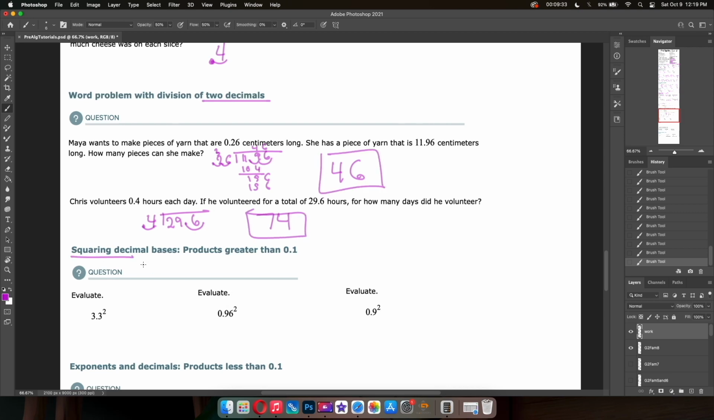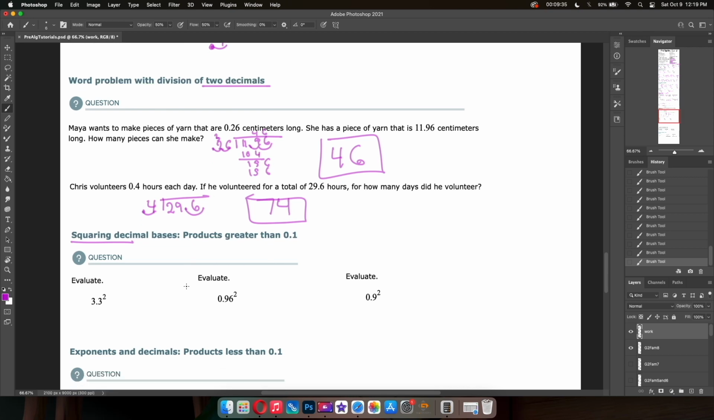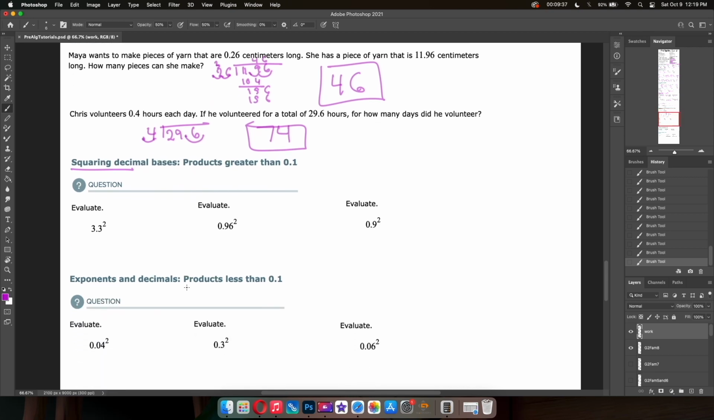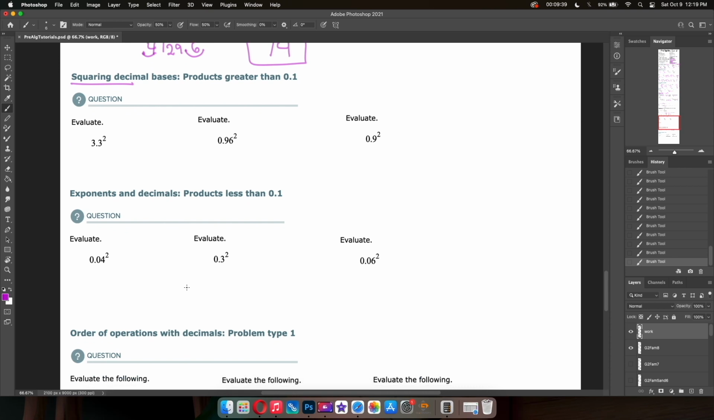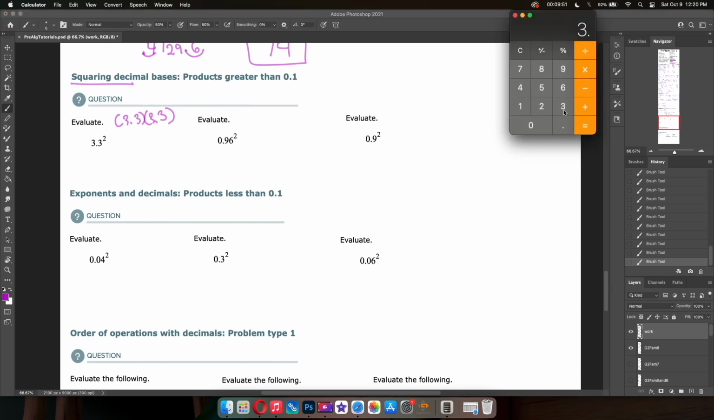Next, squaring decimal places. Again, the products are going to be greater than. All right, so again, what does this actually mean? This is 3.3 times 3.3. So I'm going to pull out my handy calculator. 3.3 times 3.3 equals 10.89.